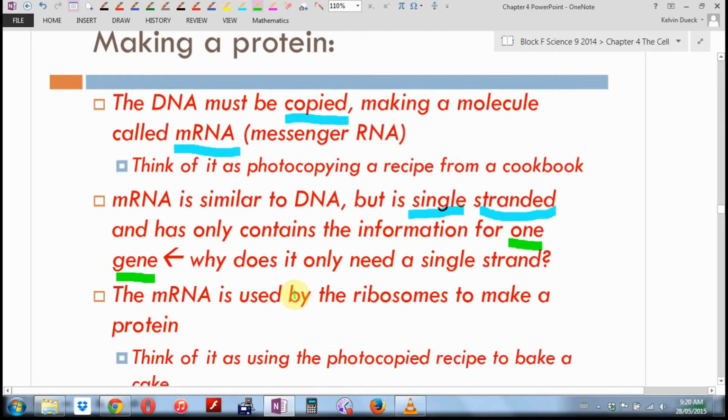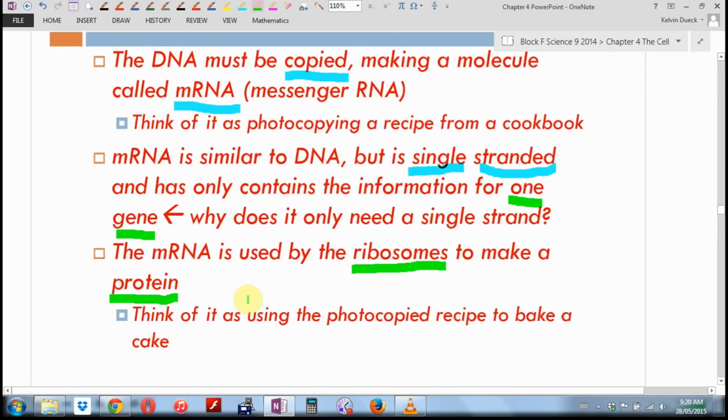The mRNA is used by the ribosomes to make a protein. You can think of it as using the photocopied recipe to bake a cake.